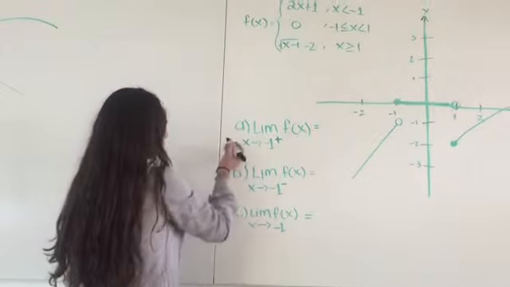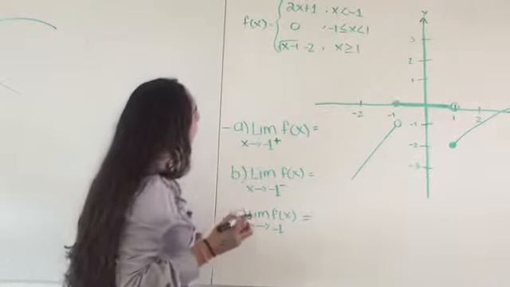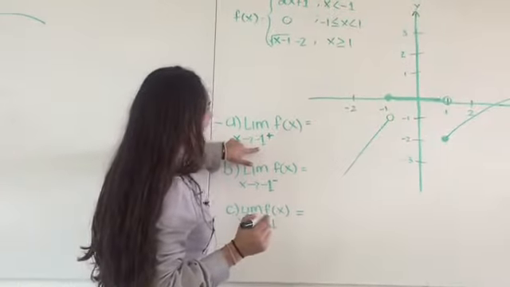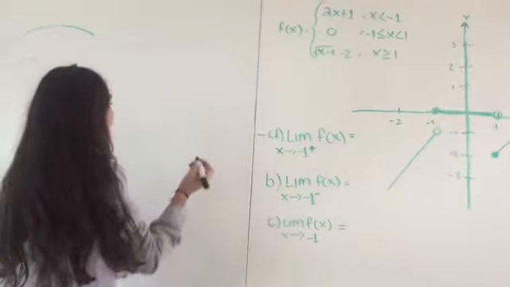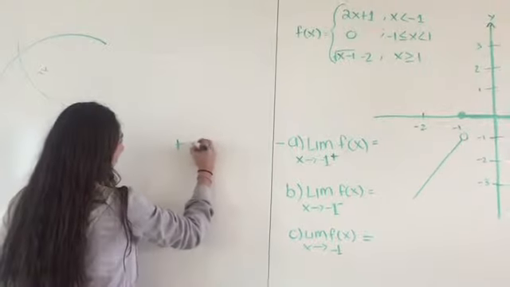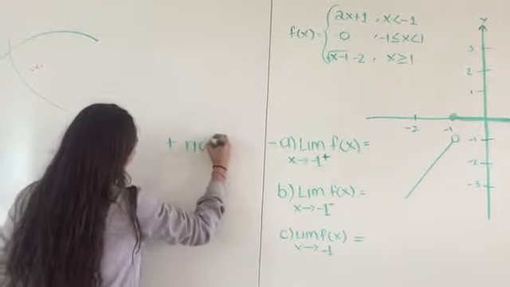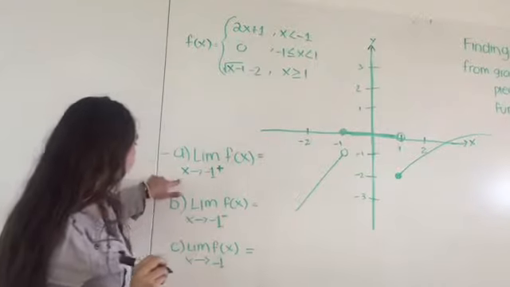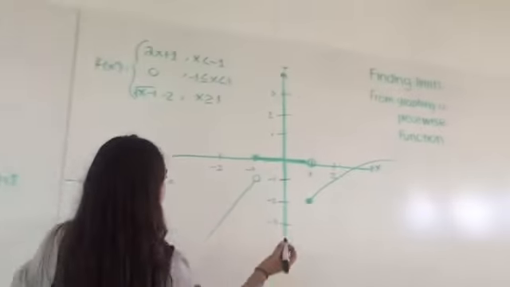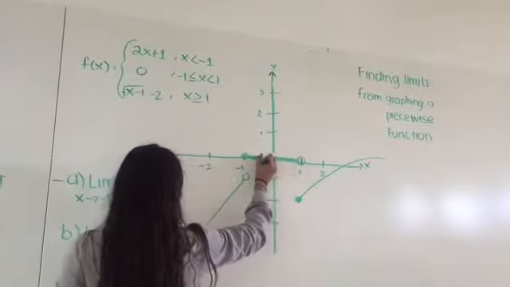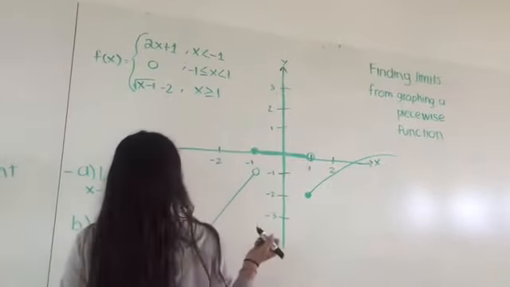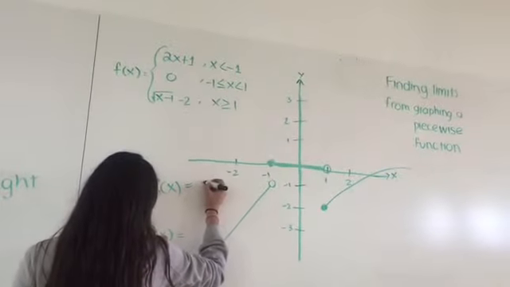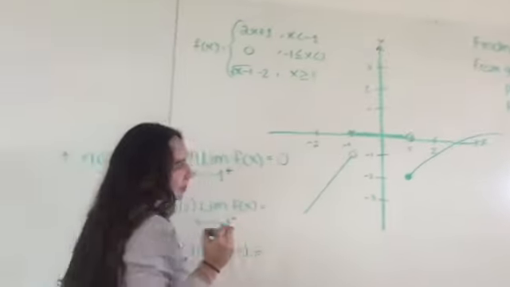The first exercise we're going to find is the limit of f of x when x approaches -1 from the right. So this sign means we're going to analyze the graph from the right. This means when x approaches -1 from the right, we get 0 from our y-axis. So the result is 0.